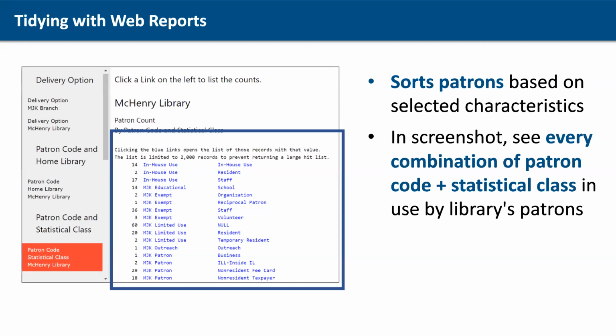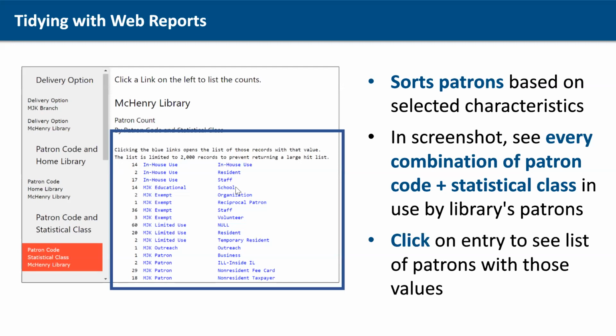So here we have every combination of patron code and stat class in use by our patrons and a number of how many patrons use that combination. In my screenshot here, I can see that I have 14 patrons who have a patron code of MJK Educational and a stat class of school. And what's really cool here is you can click on any one of these entries to view a list of individual patron records that use that combination of values.